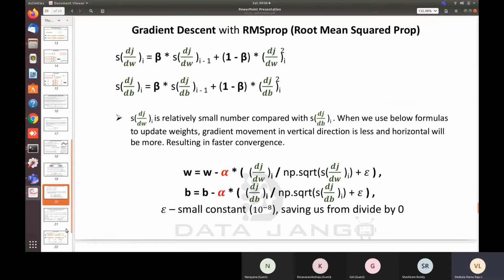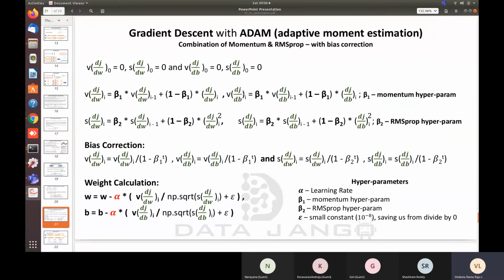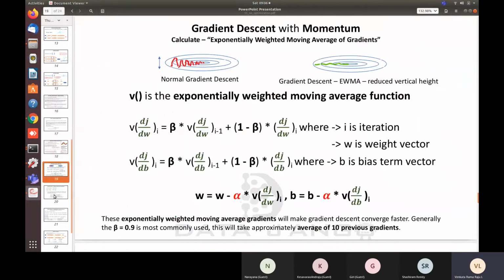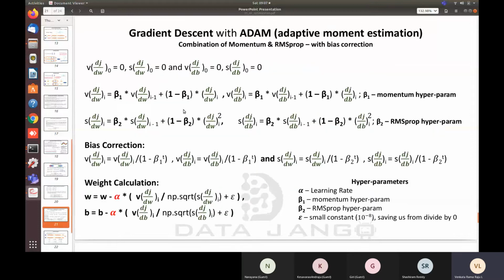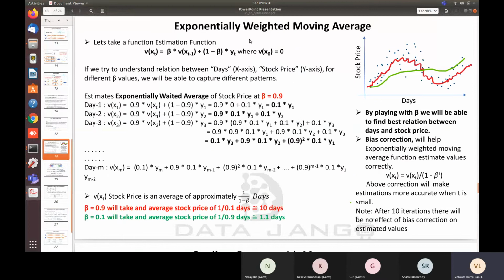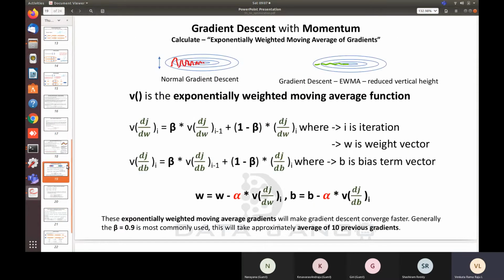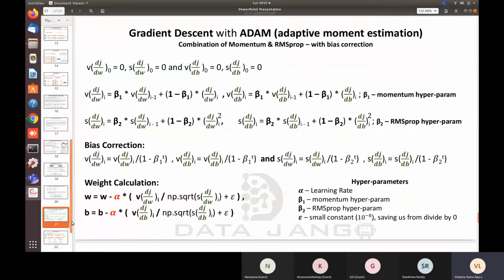This concept is a way to find the next best theta. The basis for momentum, RMS prop, and Adam is exponentially weighted moving average. Basically, momentum, RMS prop, and Adam are a little bit of a tweak done to the gradient descent algorithm. They are the next level of our gradient descent algorithms. Three algorithms, three optimizers, we call them.